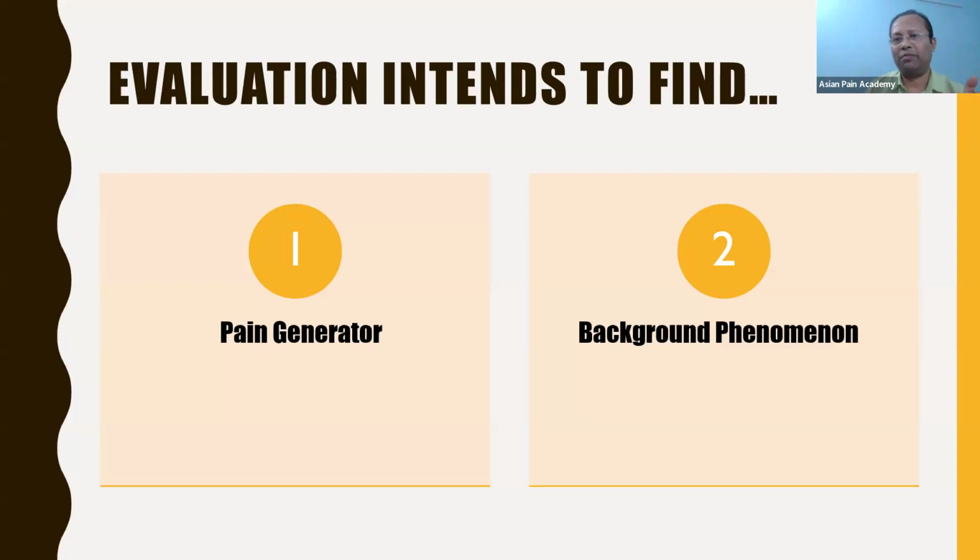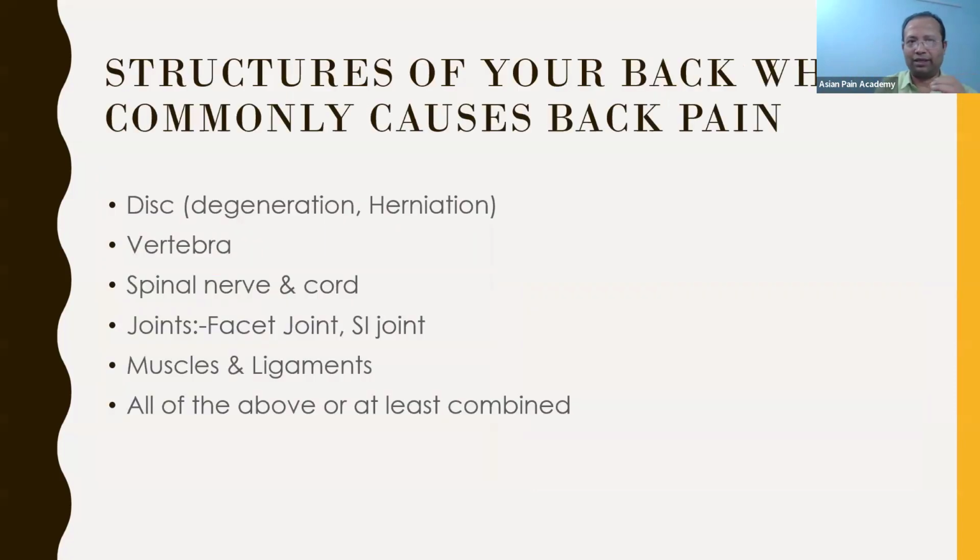So when a back pain patient comes, there are two things that should come to our mind. One is pain generator and one is background phenomena. So where is the pain coming from, and what is the reason why that structure has suddenly become a pain generator. We know that any structure in our body can become the pain generator, either disc, vertebra, nerve, cord, joints, muscles, ligaments, all these things. But we are talking about the most important and common pain generators and the related interventions.